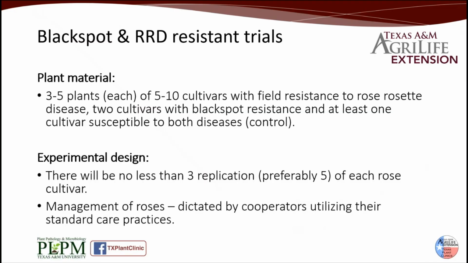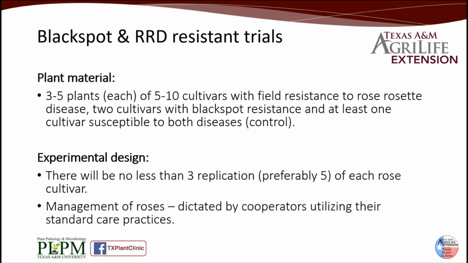So real quick to run through the black spot and rosette resistant trial. This was basically excerpts from the modules that we tried to share with county agents and other folks when we tried to solicit cooperators. We're looking at 3 to 5 plants, each of 5 to 10 cultivars in the field. That's what you put out in the field with resistance to rosette disease or to black spot disease.